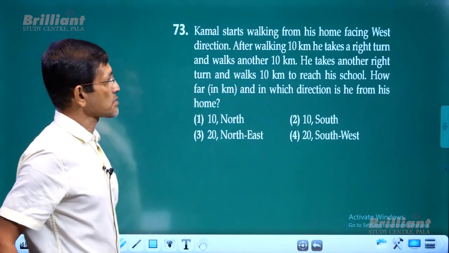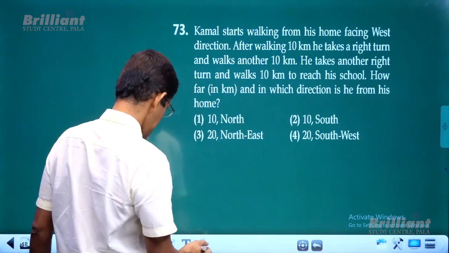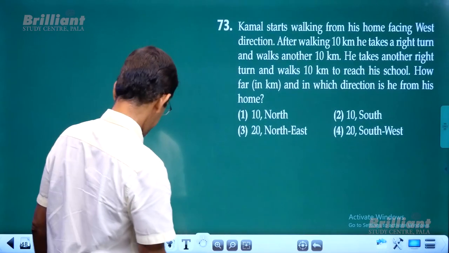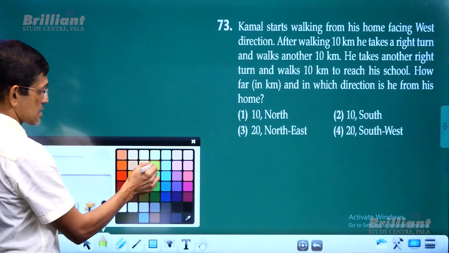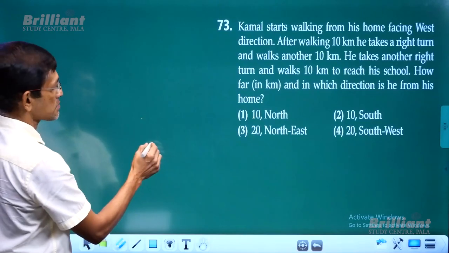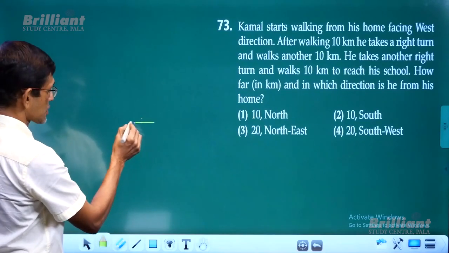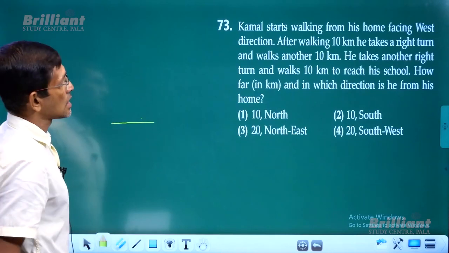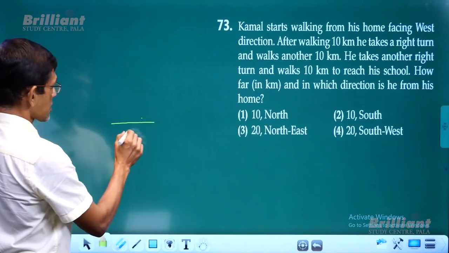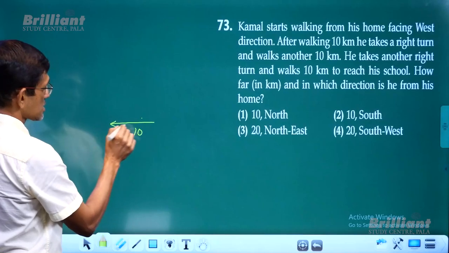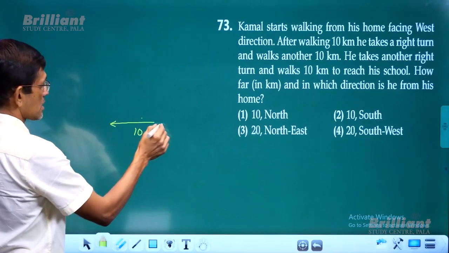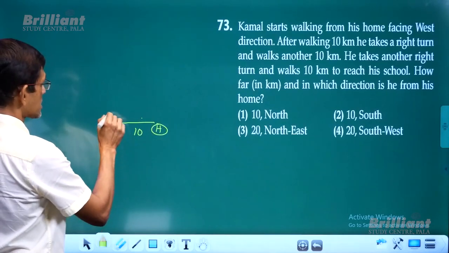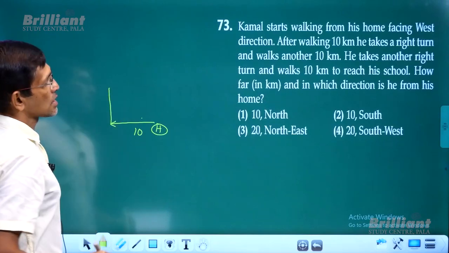Kamal starts walking from his home facing west. Let's take a quick look at that question. Another direction sense question. He started walking from his home facing west, so this is towards west. After walking 10 kilometers, he takes a right turn. So this is his home. After walking 10, he takes a right turn, so that means towards north.